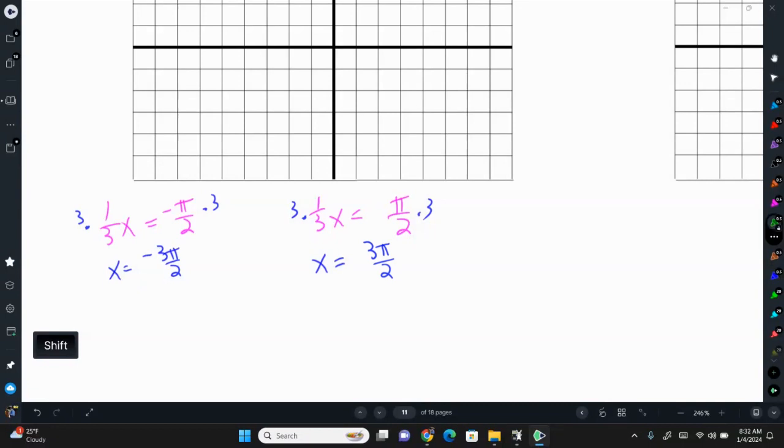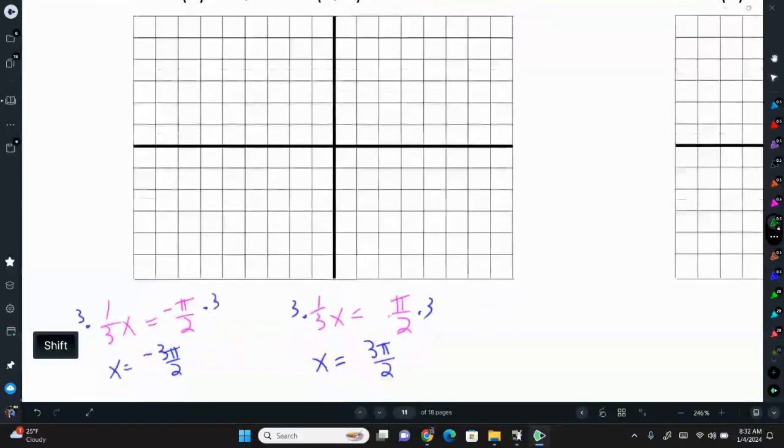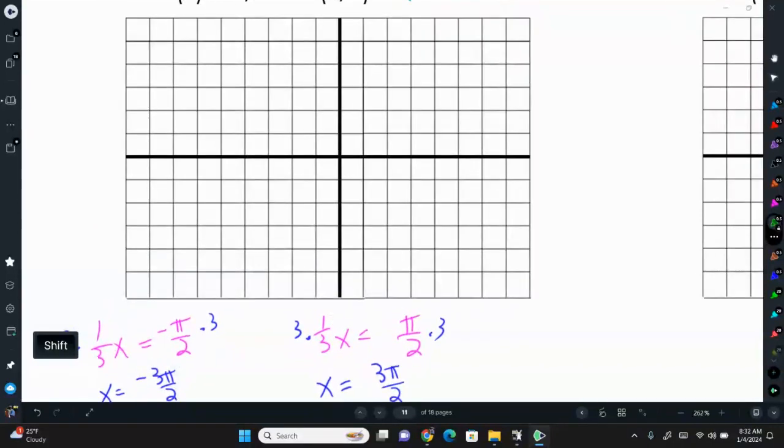Now let's go and draw those asymptotes. Let's make each of these boxes pi over 2. So 3 pi over 2 will be here, and negative 3 pi over 2 will be there. So these are our asymptotes here.